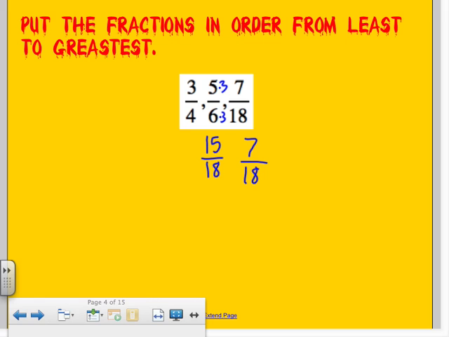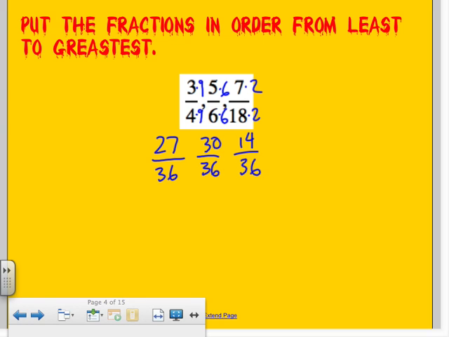Then we have 3/4. Now the problem is 4 doesn't go into 18 very easily. So what else could we do? So we could double both of these. Let's say we made it 36 as our common denominator. So that means this is times 2, so that's 14/36. This would have to be times 6, 30/36. And this is times 9, 27/36.